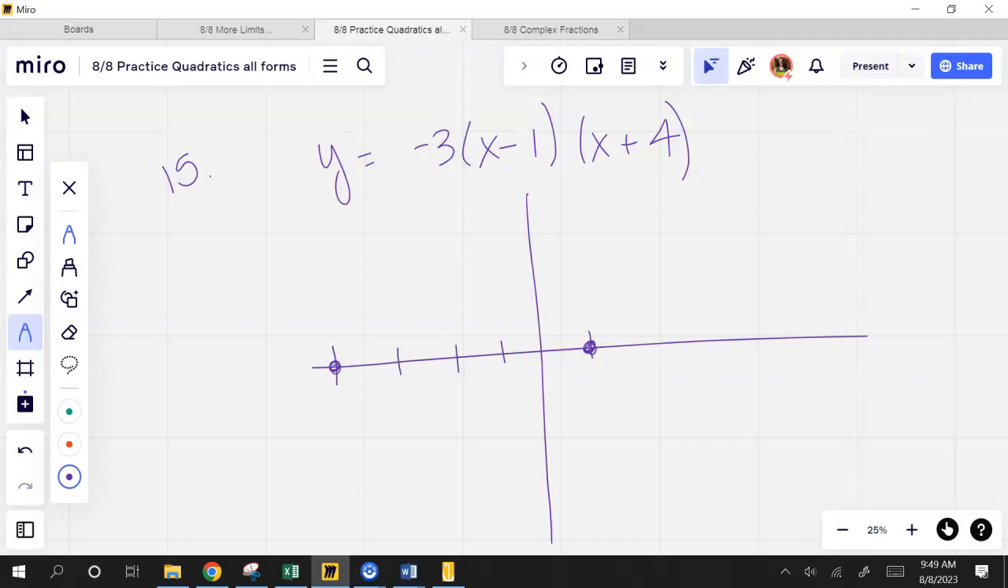It's going down because of the negative in front. Is it skinny or wide? Skinny, because 3 is bigger than 1. What's the y-intercept? We don't know. We don't know. Yeah.